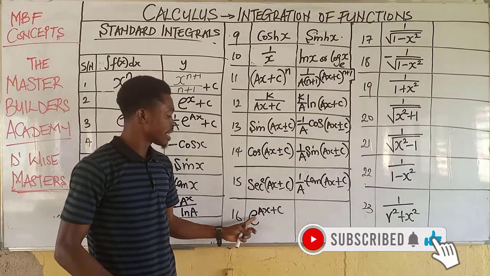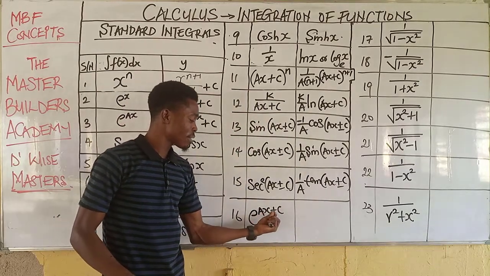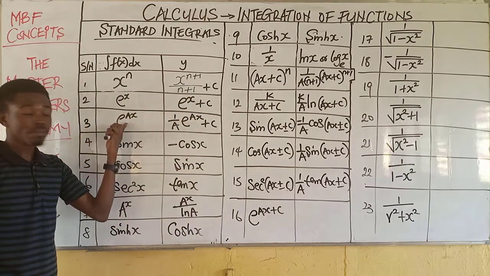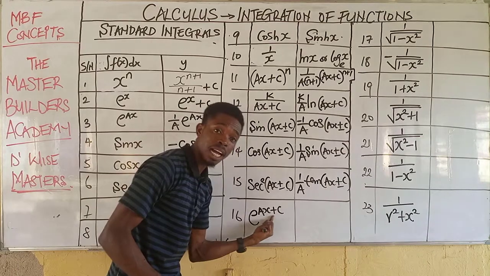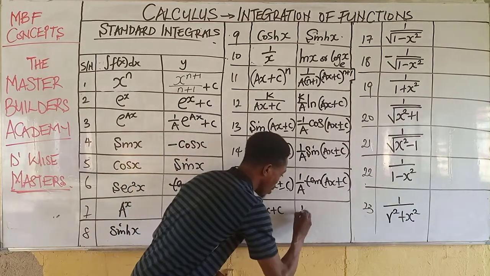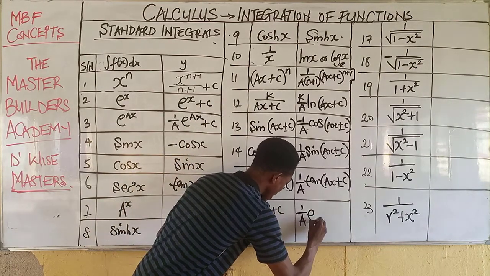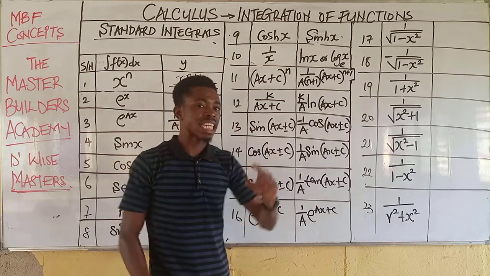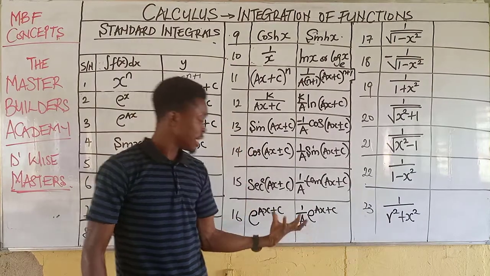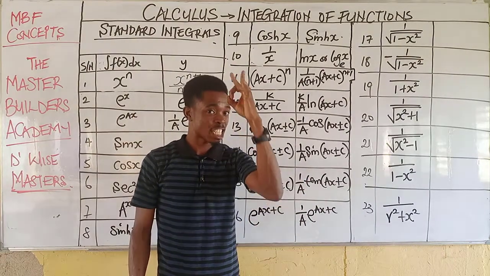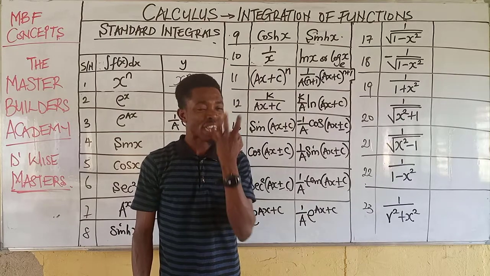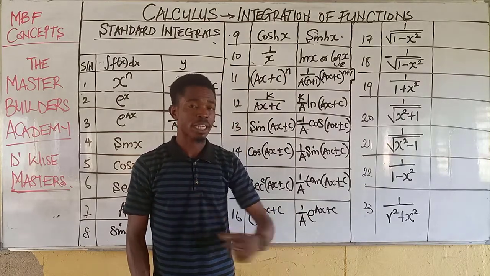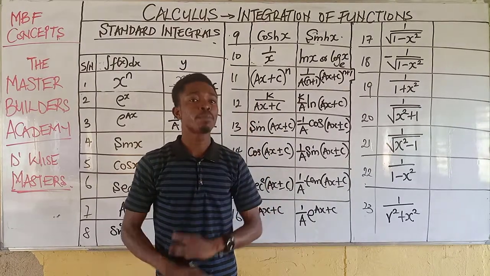Then when you integrate exponential ax plus c, it's not different from question 3. You are going to differentiate this power, and when you differentiate this power, you have 1 over a exponent ax plus c. All you need to do anytime you differentiate any function in integration, you will always take it as the reciprocal, 1 over whatever you have when you differentiated the function of x. Very, very important. You must take it as a reciprocal.